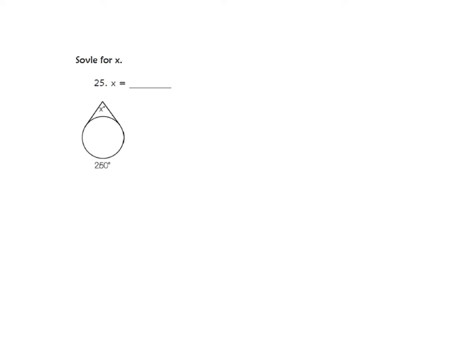Number 25 is going to work the same way here. So I'm going to draw in my kite, my right angles. Now this time my major arc is 250, so I need to find that minor arc so I can get my central angle. So 360 minus 250 gives me 110, which means this central angle is 110 and this arc is 110. Now I know x and my 110 have to be supplementary, so 180 minus 110 gives me 70 degrees.